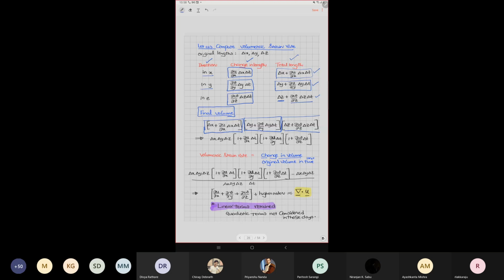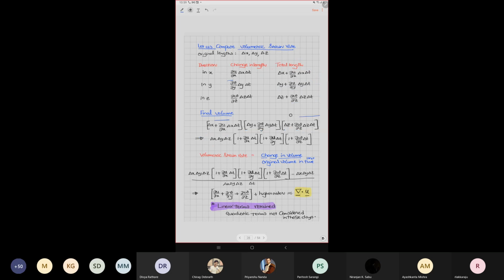If I do that, simplify by pulling delta X, delta Y, delta Z outside. So delta X, delta Y, delta Z multiplied by 1 plus del U by del X delta T, 1 plus del V by del Y delta T, 1 plus del W by del Z delta T. So what we have achieved is that now I can construct something named volumetric strain rate. How much volume change relative to the original volume? That is what we call volumetric strain rate.